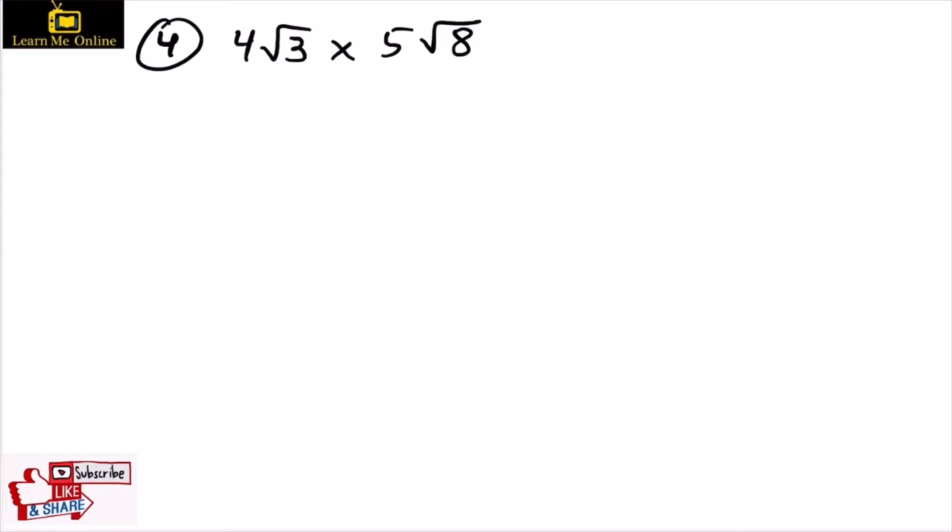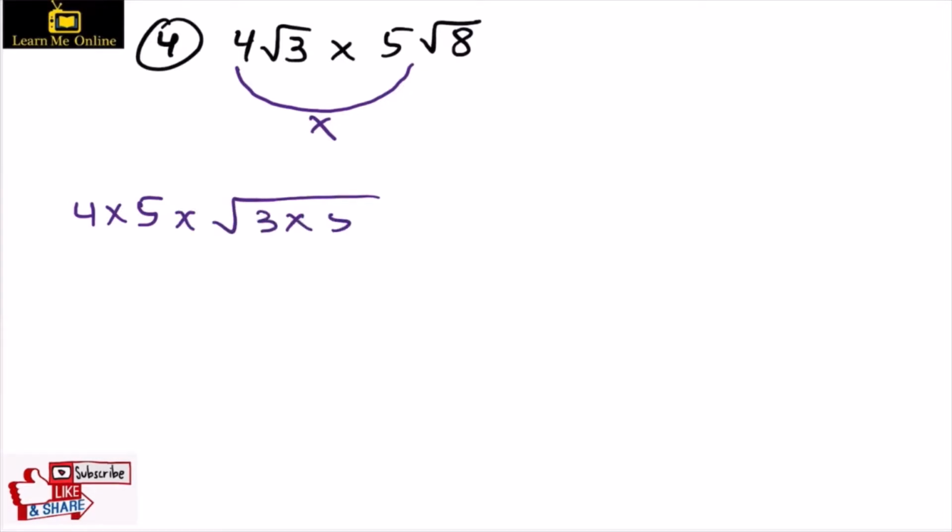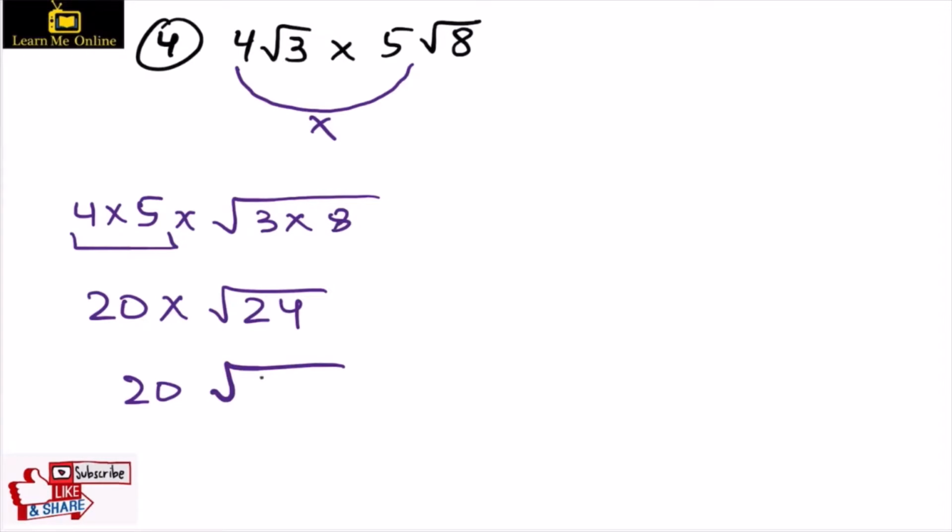Let's have a look at the next example. I'm going to do the same thing, multiplying the numbers written outside the square root first. The two numbers written outside the square root are 4 and 5. We're going to multiply them together, and multiply the numbers inside the square root, which are 3 and 8. The multiplication of the outside numbers would be 20, and inside, 3 times 8 would be 24. Now we see whether we are able to split this 24 into a square number. 6 times 4 is 24. I'm going to split it now.